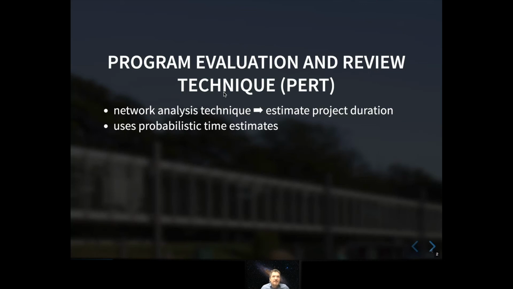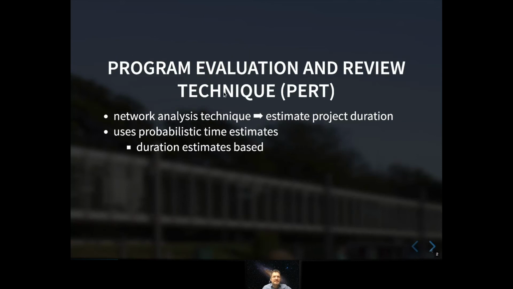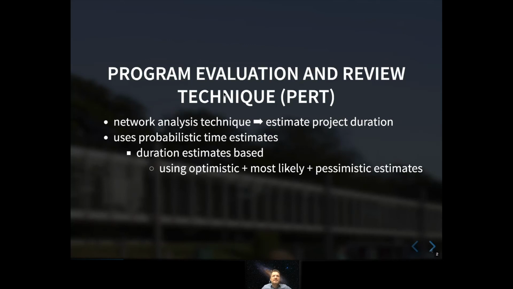With PERT analysis or with PERT estimation, you use probabilistic time estimates. So it's duration estimate based. And what you now do, as I told you right now, you don't provide only one number. So you do not base your estimation on only one number, but you think about an optimistic, a most likely, and a pessimistic estimate. And you do this usually for every task. So you can use this three-point estimate, so to say.